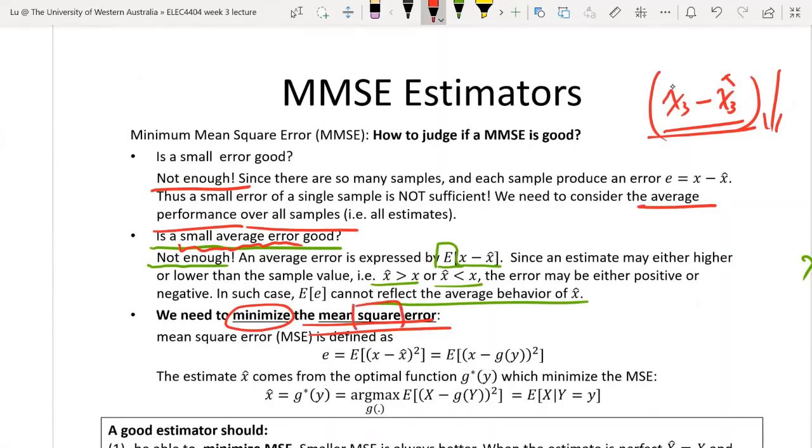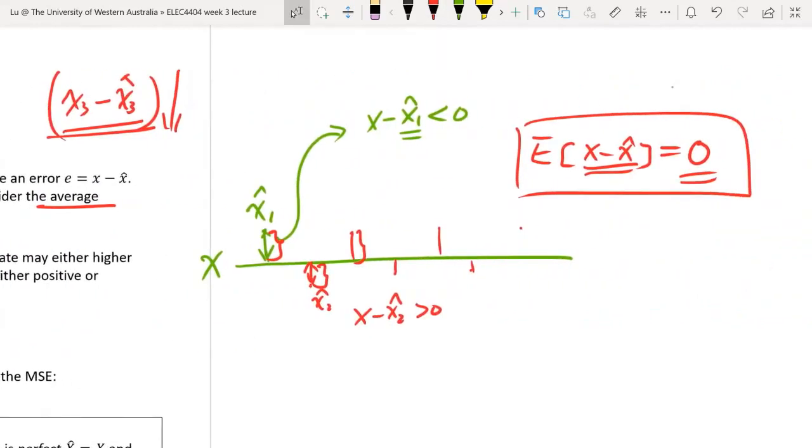So what does square mean? Okay, we keep using the example. Now you know we have a number of estimations compared with the true value of the x. Some estimations may have negative errors, but some may have positive errors, right? But if you square all these differences, all the negative differences will become positive, because a negative number squared must be positive.